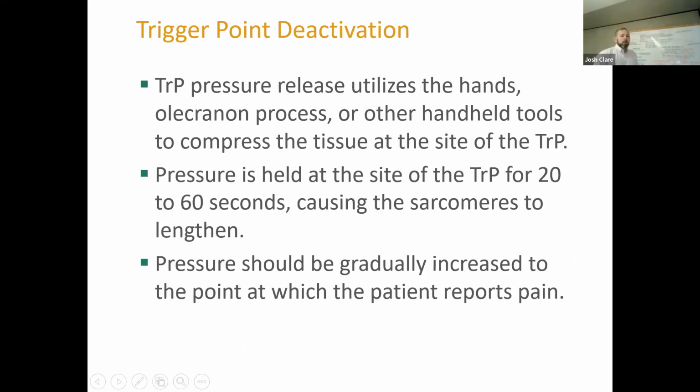So trigger point pressure release utilizes the hands, elbow, handheld tools, anything firm to apply pressure. Pressure is held for 20 to 60 seconds, allowing the sarcomeres to lengthen. The pressure should gradually increase to the point where the patient reports some level of discomfort. I like saying discomfort versus pain, but the patient should experience some. We need enough force for that.